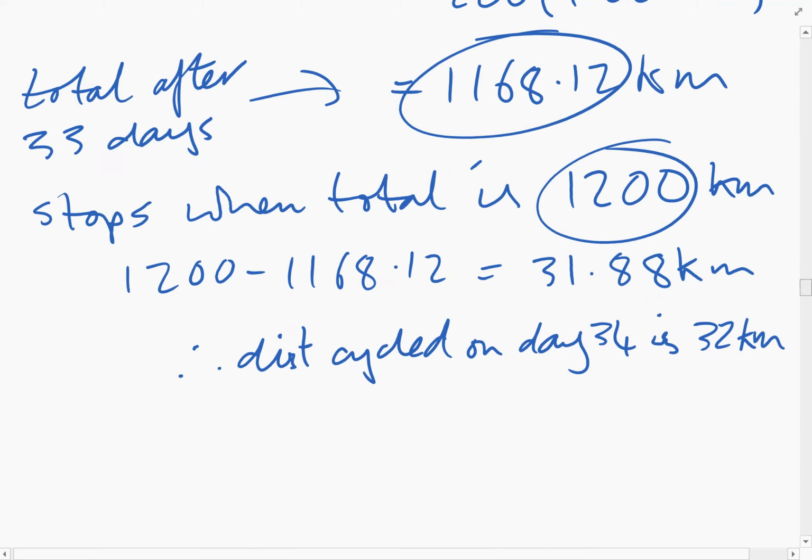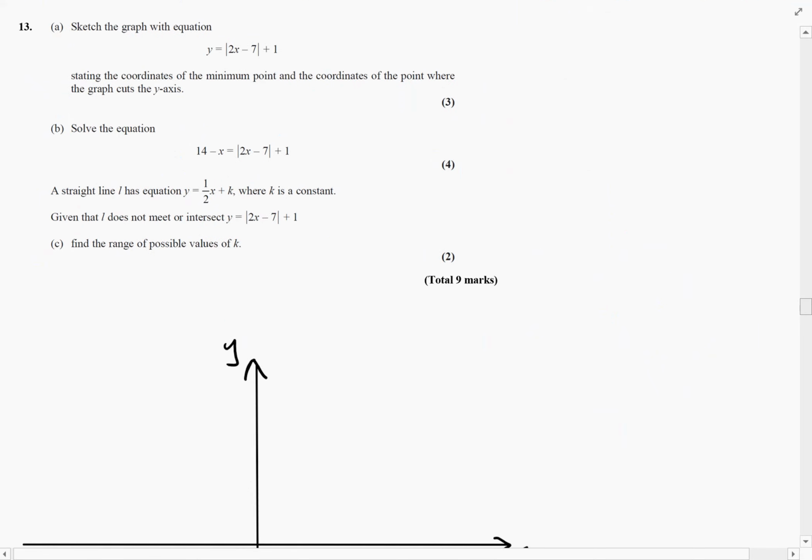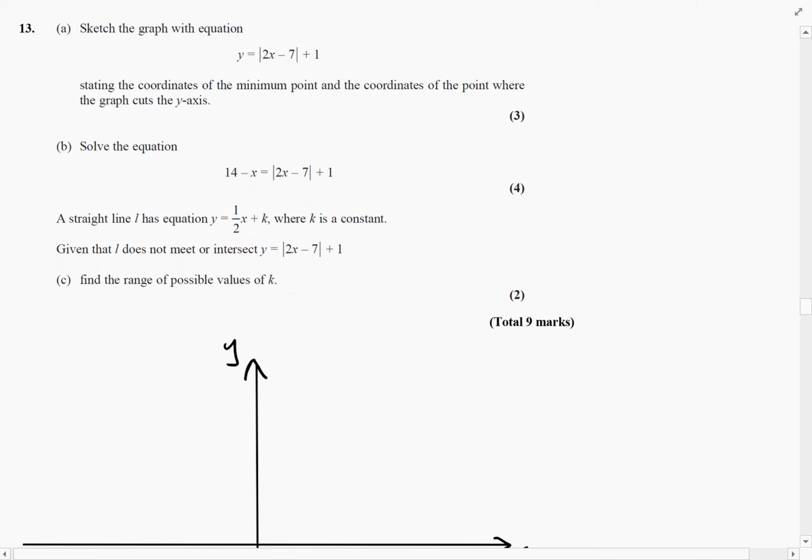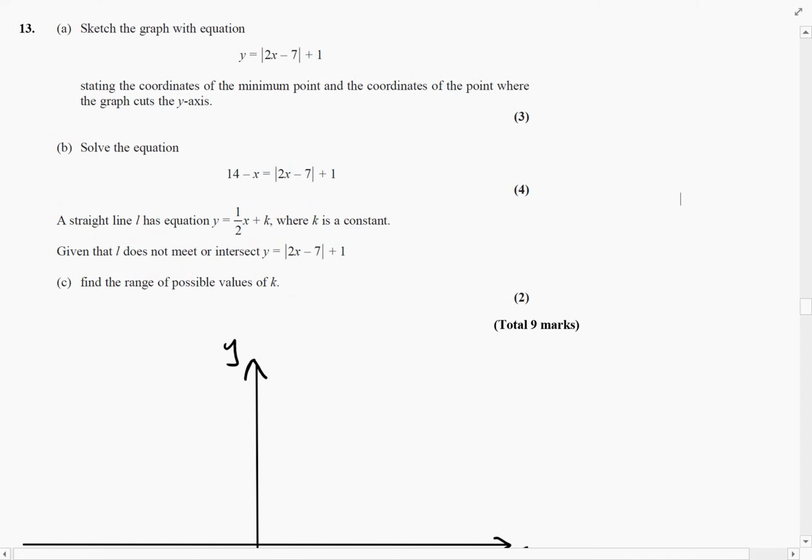Right, what have we got next? Let's have a look. Question 13. Okay, modulus functions. Right, so it says sketch the graph of this. I've got some axes drawn below. Let's just make this a bit bigger. Now it says we've got to find the coordinates of the minimum point and the point where it crosses the y-axis when we sketch this graph.